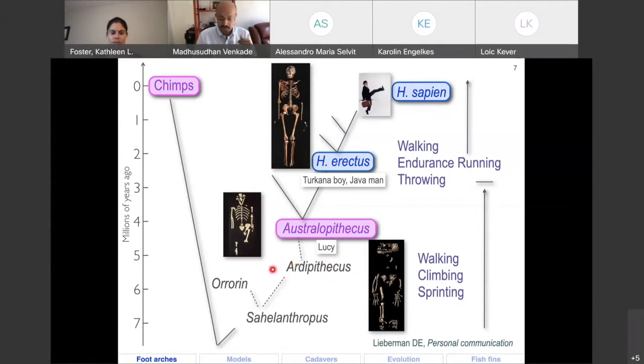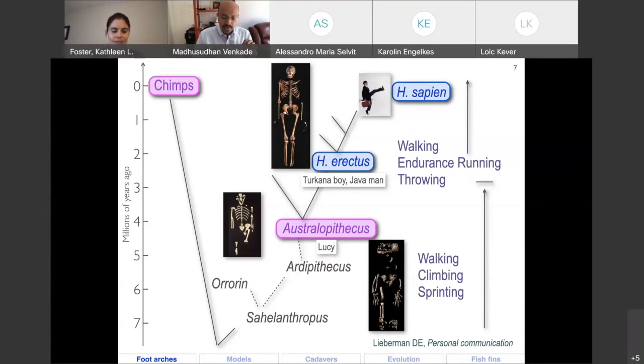Ardipithecus is remarkable because when you look at its pelvic adaptations and so on, it looks a lot like a bipedal animal. It doesn't have a pelvic cup which is pointed down. It has many other adaptations which make people think that it was bipedal. And by 3.5 million years ago, you have Australopithecus. One very popular fossil that you can go to the Smithsonian and see is Lucy.